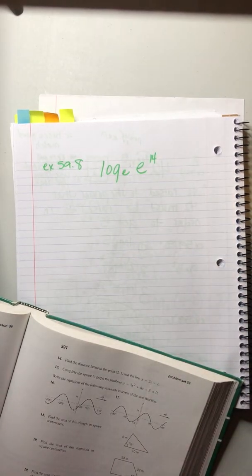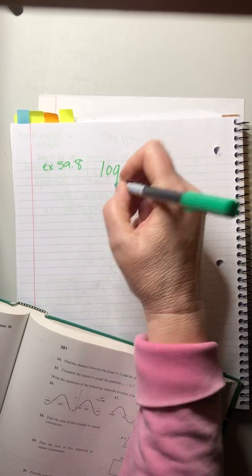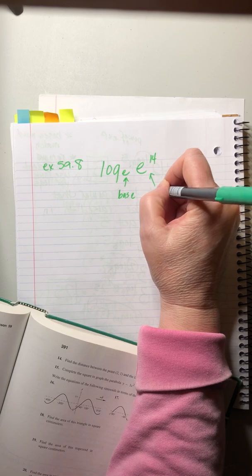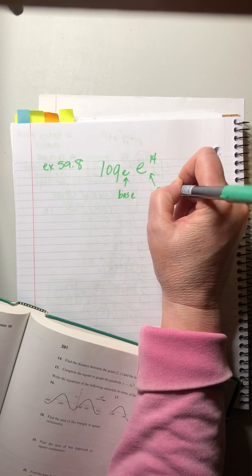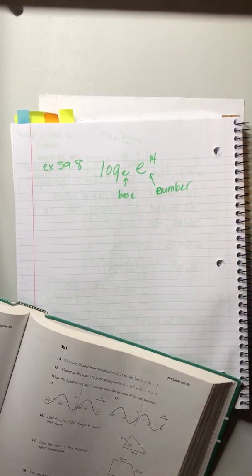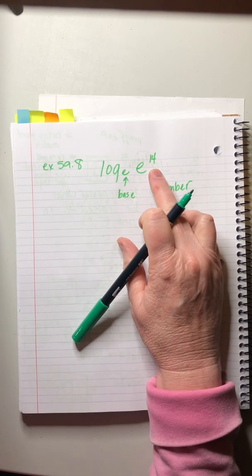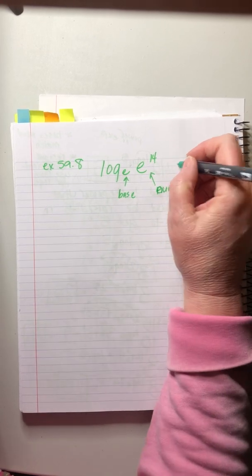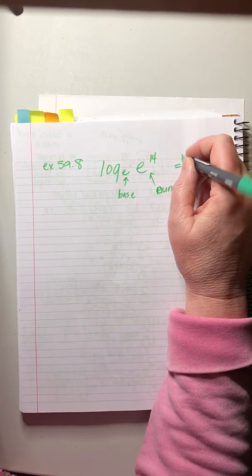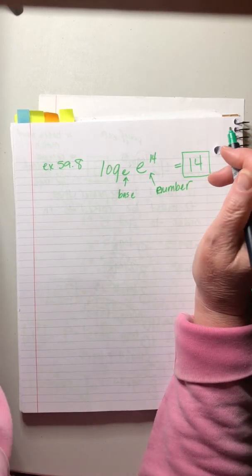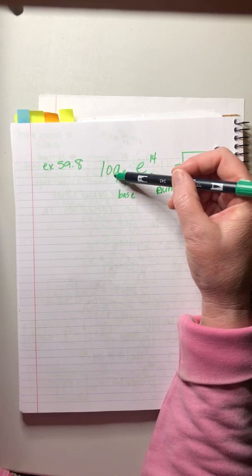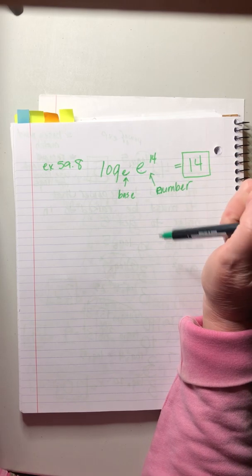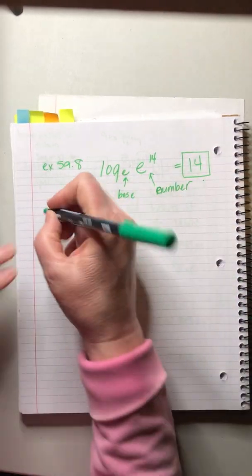Okay, this one's crazy. E is our base, and our number is E. This is our number. So they're saying, what exponent do we put on E to get E to the 14th? That's so easy, it's hard. What exponent do we put on E to get E to the 14th? 14.